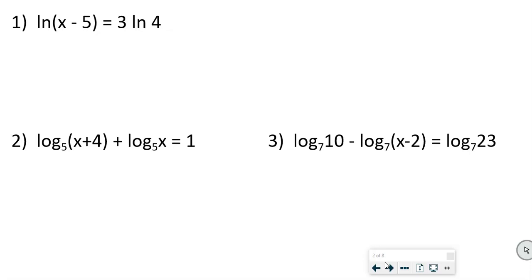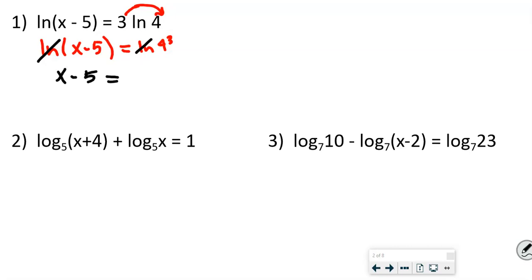So we're going to first move this 3 over to there. And so I'm going to write ln of x minus 5 is equal to ln of 4 to the third. Now, since we have an ln on both sides, they basically cancel each other out, so I'm going to mark through those. So I'm going to get x minus 5 is equal to 4 to the third, which is 64. Then I just add 5 to both sides. So that's going to be x is equal to 69.